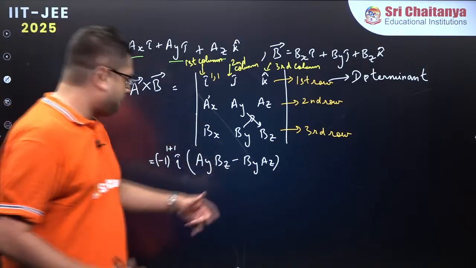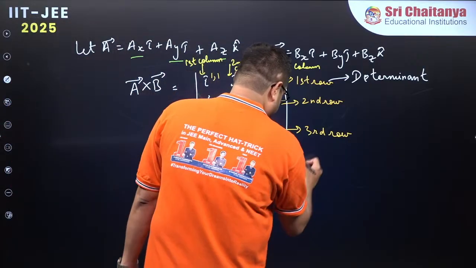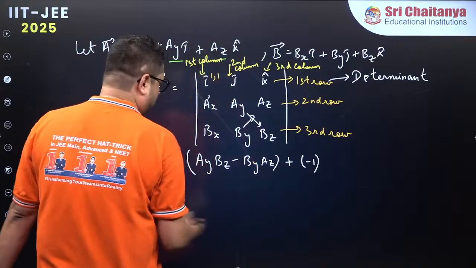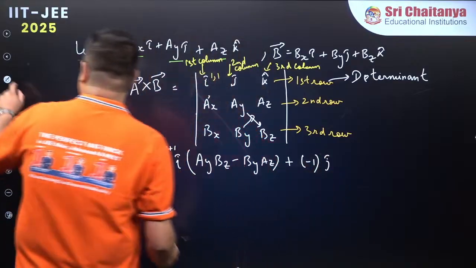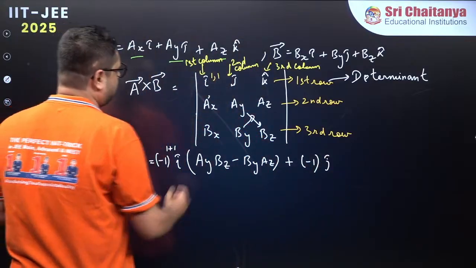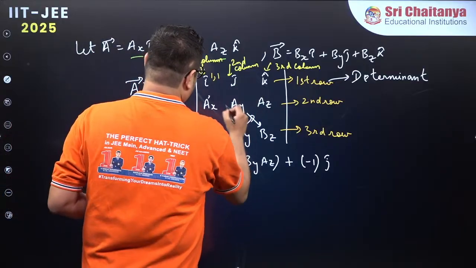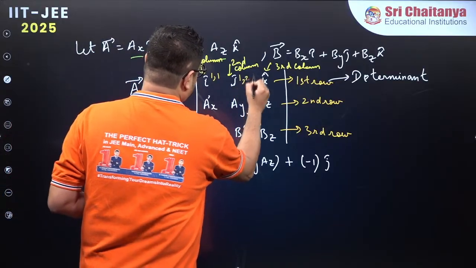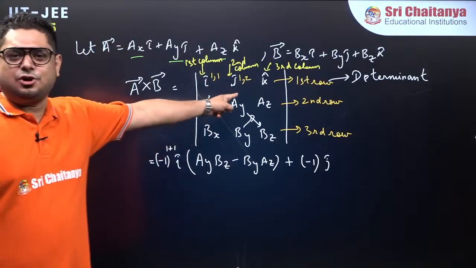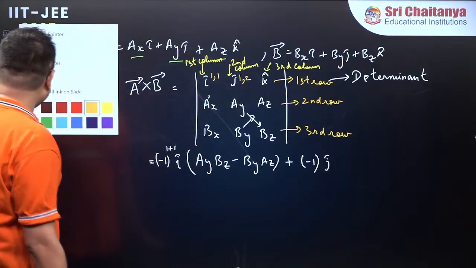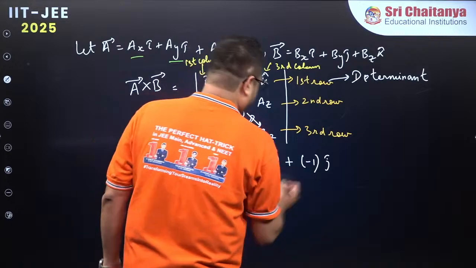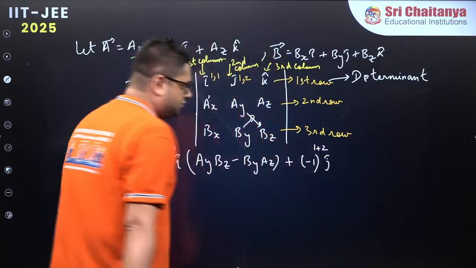Now, plus minus 1 to the power. Now we have to write it down for j cap, isn't it? So j cap, can you determine the location of j cap? This is the first row, second column, isn't it? First row, second column. So what will I write down? Minus 1 to the power of 1 plus 2, j cap.